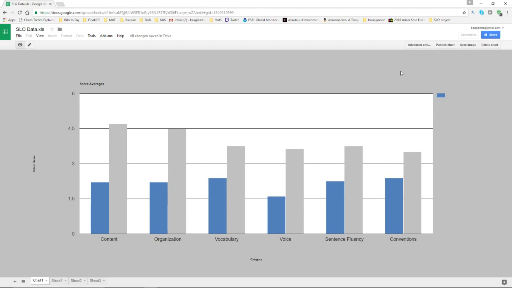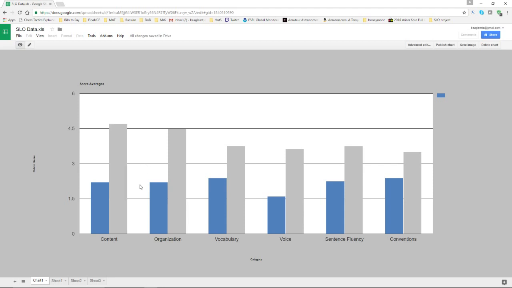So we can see that most of the improvement was here in the content, which makes sense because the majority of our revision activities focused on improving the content of the writing. We can see that the mean average initially was a 2.2 in terms of content and grew to a 4.7.